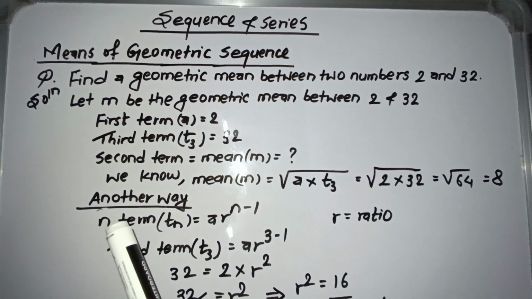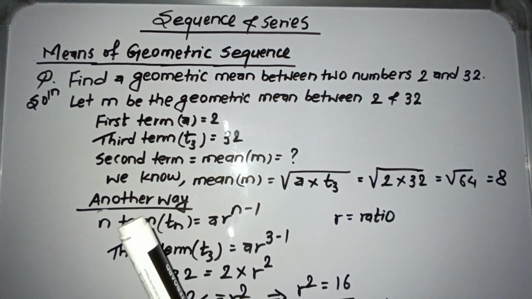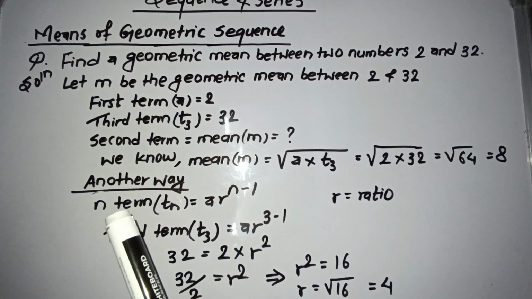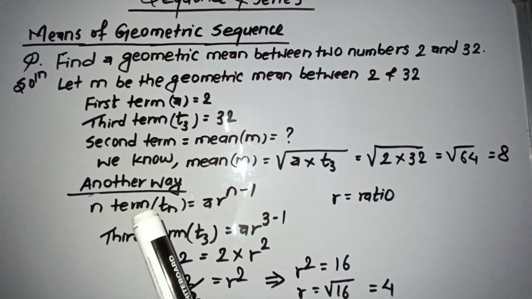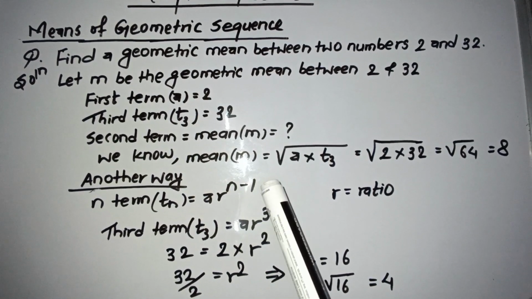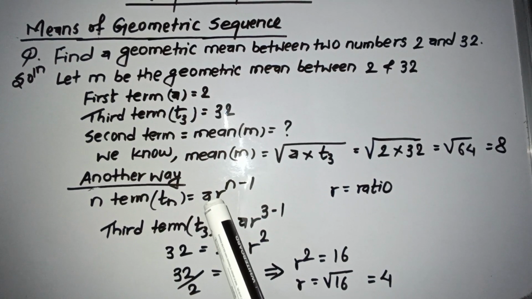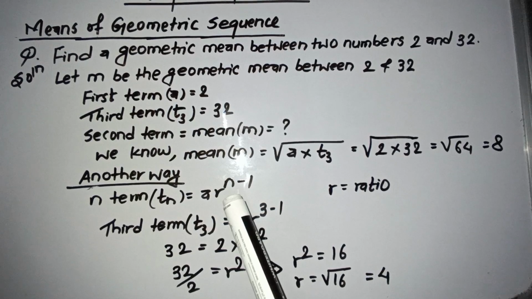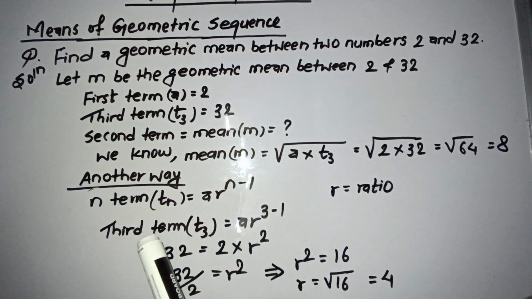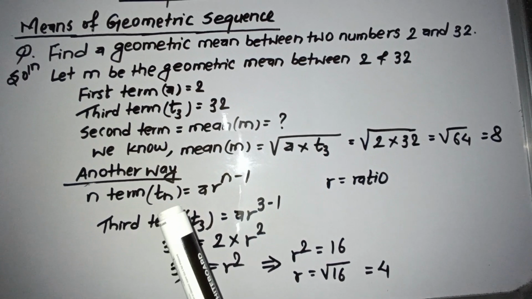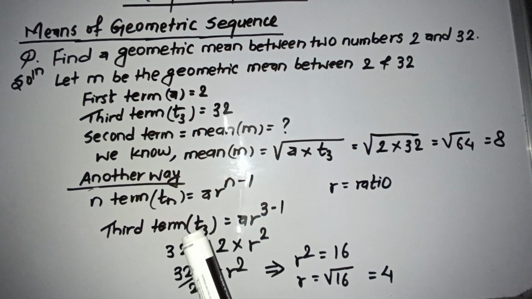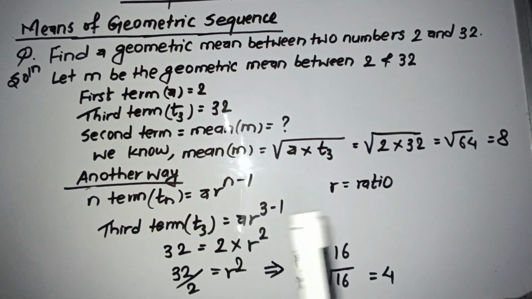And we have another way. If we need to calculate more than one geometric mean, then we use this formula. That is, the nth term Tn is equal to a r power n minus 1. a is the first term, r is the ratio between the terms, n is the total number of terms. If we need to calculate the second term, and we have already been given the third term, then we use the value and calculate the ratio.